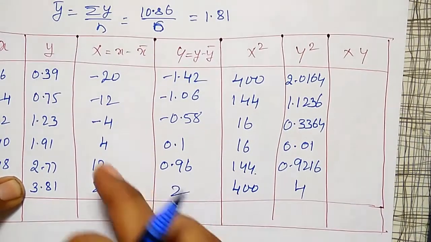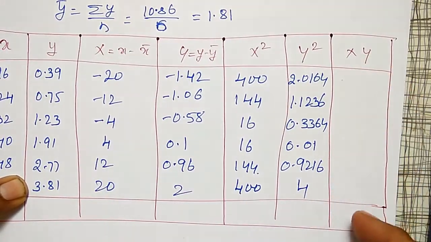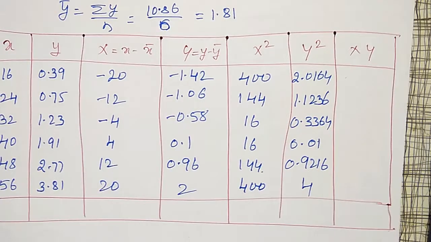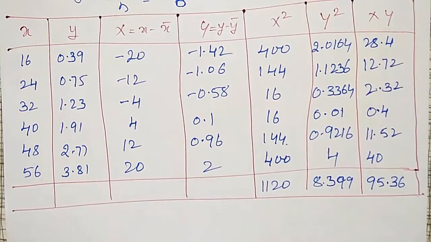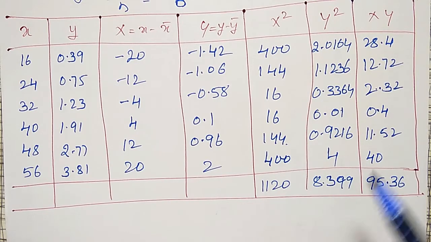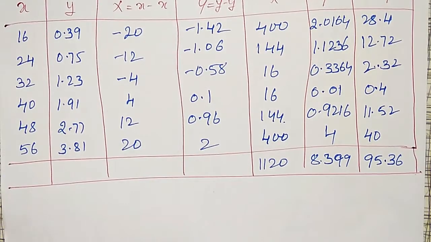Next, I will prepare all the summations and the XY column and come back with the solution. Now, the sum of X square I have got is 1120, Y square is 8.399, and XY is 95.36. Using them, I can find the correlation coefficient.